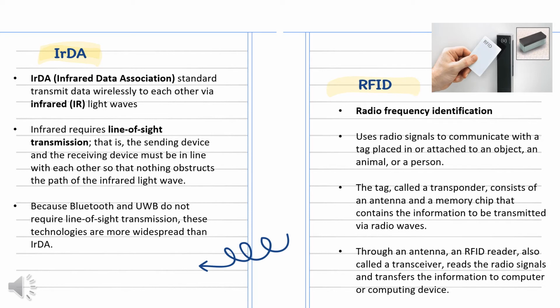RFID, or radio frequency identification, uses radio signals to communicate with a tag placed in or attached to an object, an animal, or a person. The tag, called a transponder, consists of an antenna and a memory chip that contains the information to be transmitted via radio waves. Through an antenna, an RFID reader, also called a transceiver, reads the radio signals and transfers the information to a computer or computing device.